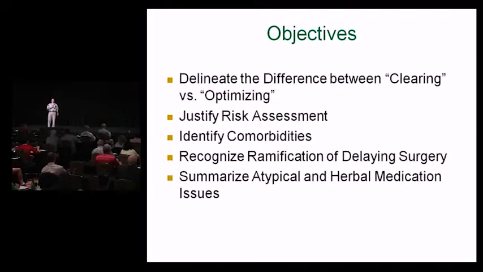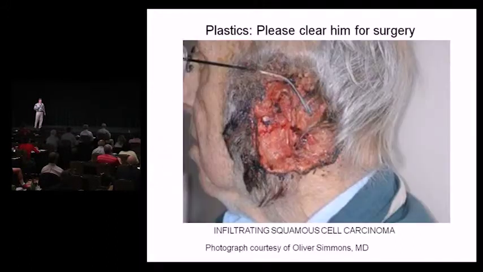Objectives: to really delineate the difference between clearing and optimization. We're going to justify risk assessments. We're going to talk about identifying comorbidities, recognizing the ramification of delaying surgery, and talk about some of the atypical and herbal medication issues that come up and that we should be looking for in the preoperative period.